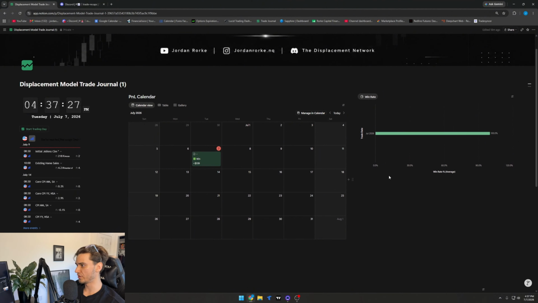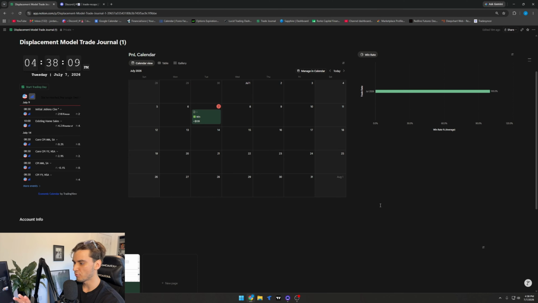Now, those are the only statistics that I track for my own trading, and that's all you guys need to do as well. Keep it simple, because the most important thing is that you guys are actually consistently journaling. The more simple you keep it, the higher the chance that you guys are going to continue to do it consistently.